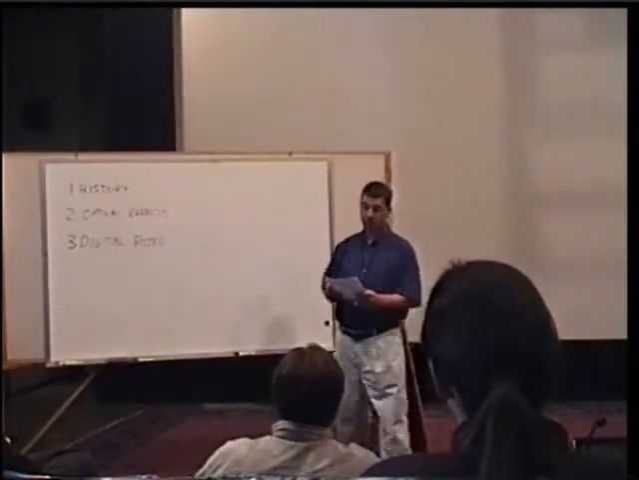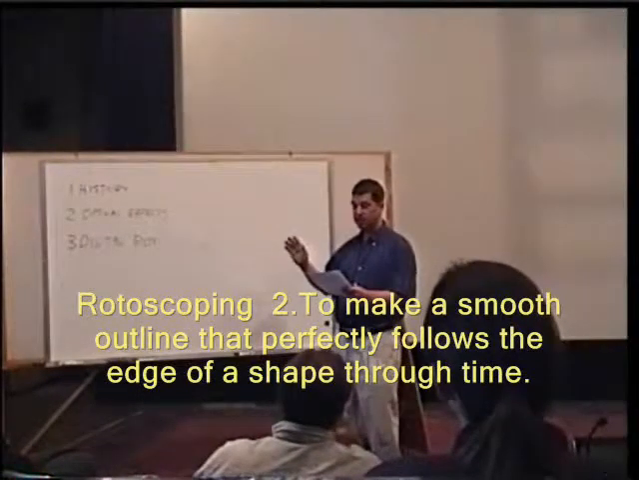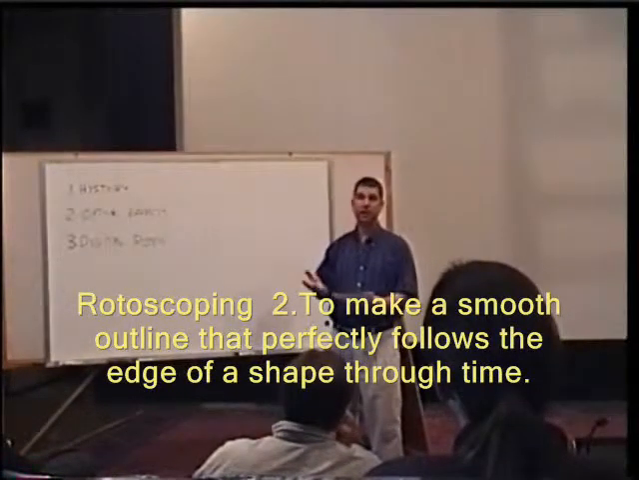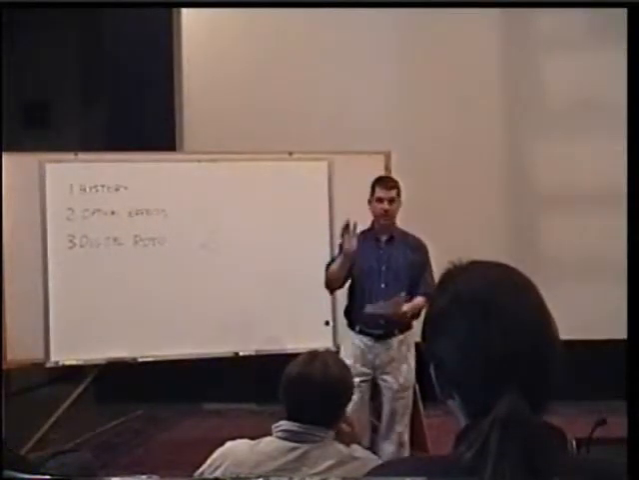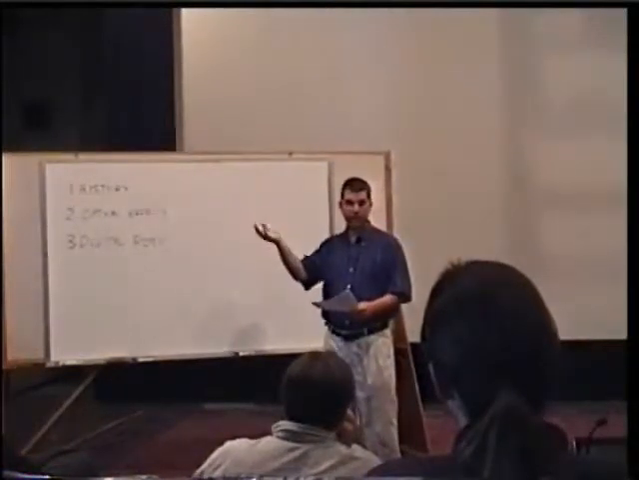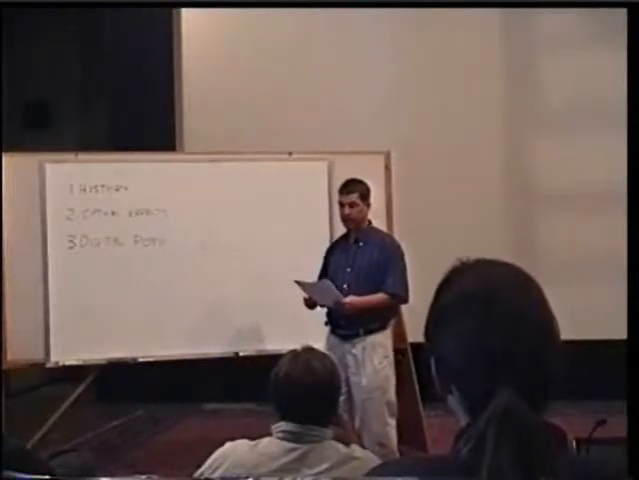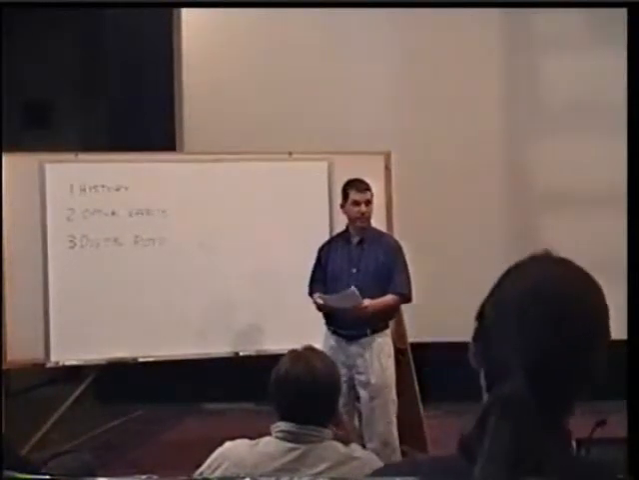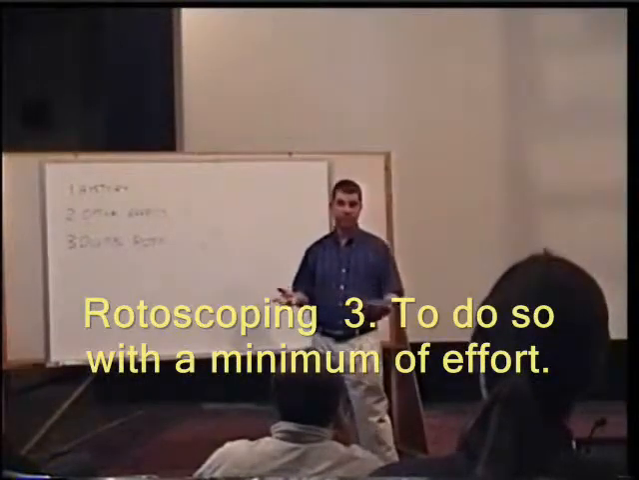And my definition is, rotoscoping is to make a smooth outline that perfectly follows the edge of a shape as that shape moves through time. And that's basically what we're doing here in effects animation. We're picking something out and we're making a shape where the edge of the shape corresponds to the outline of the object. And then I have another caveat, that's to do so with a minimum of effort.